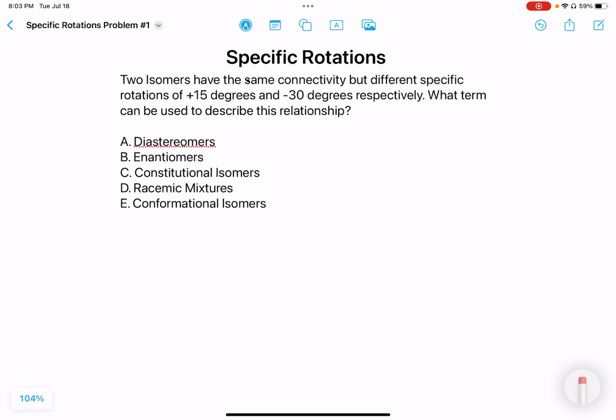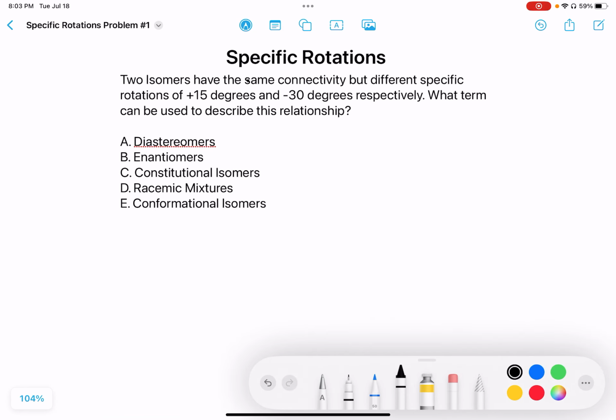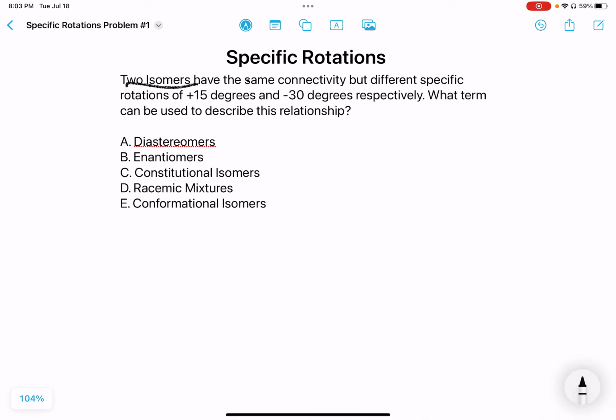All right, today we're going to go over a practice problem. The problem says two isomers have the same connectivity but different specific rotations of positive 15 degrees and negative 30 degrees respectively. What term can be used to describe this relationship?